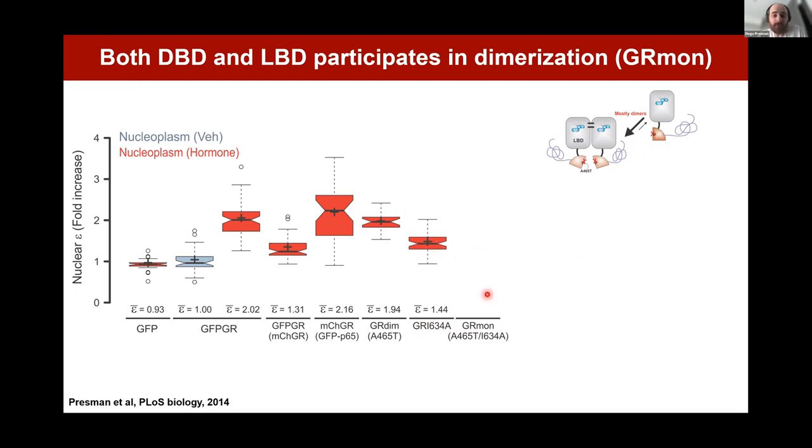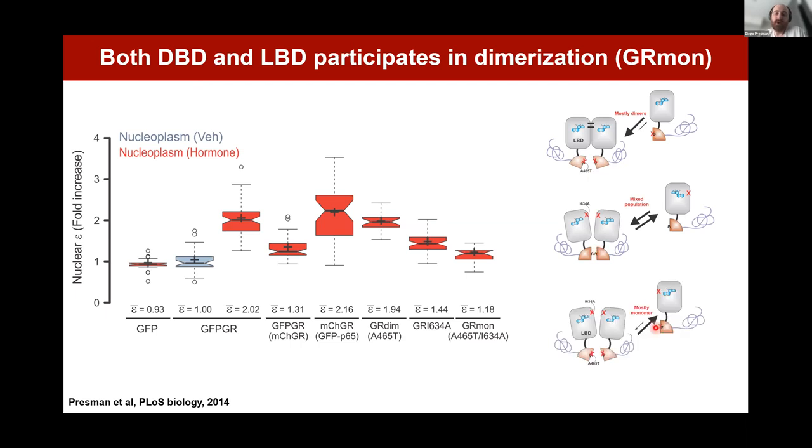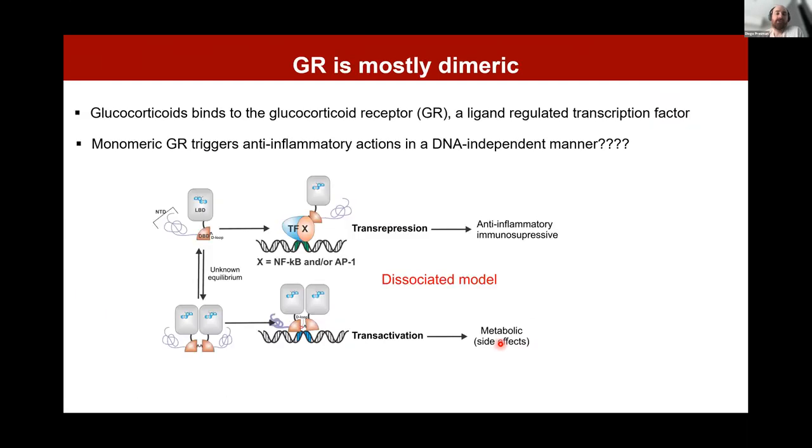And when we combine both mutations, the GRD plus this LBD mutation, we are now trying to affect both dimerization surfaces. And that's what we see when we affect both dimerization surfaces: we get a mostly monomeric GR with a brightness of around 1.2. So we coined this protein the GR mon mutant. So the idea that monomeric GR is the one causing transrepression is put into question.